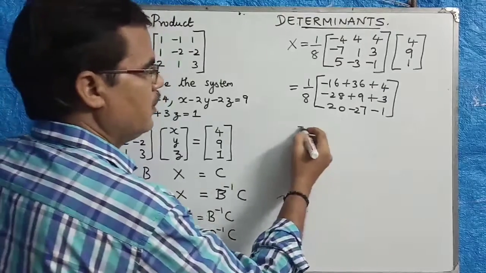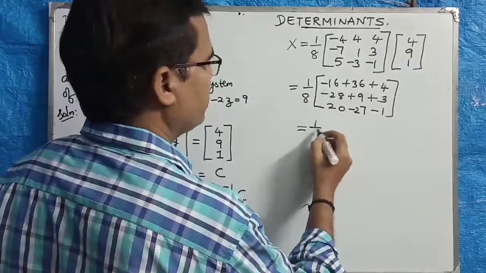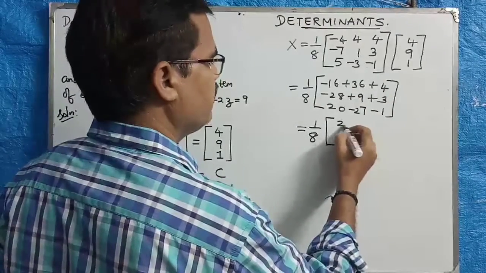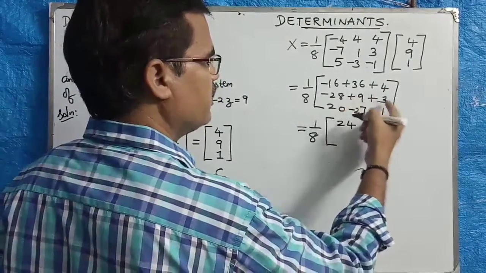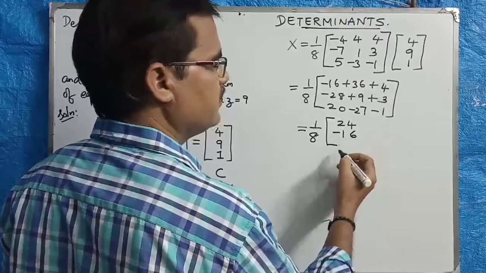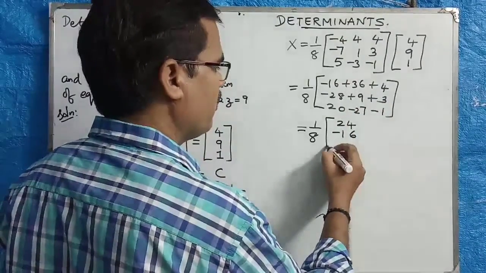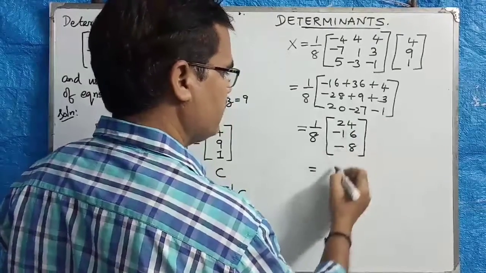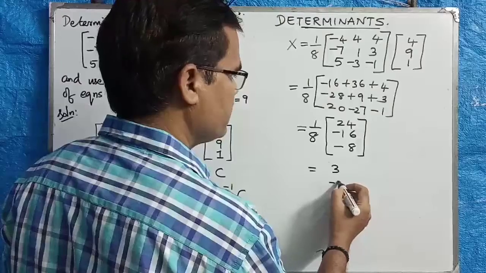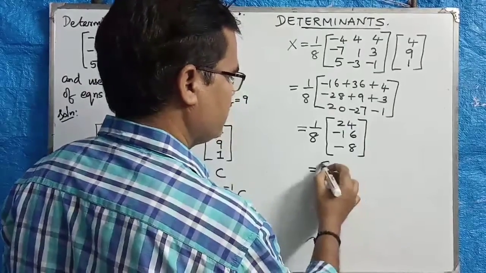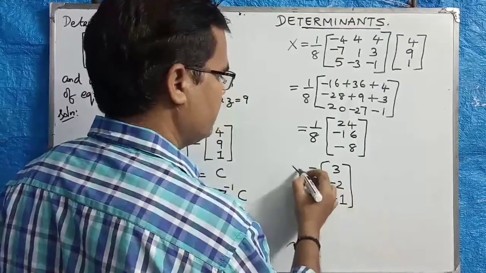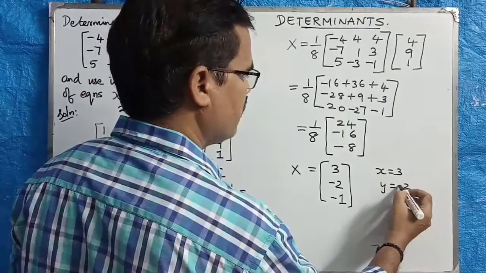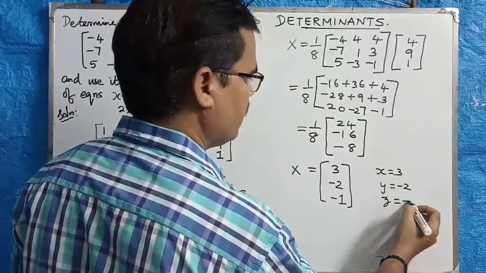Now 1 by 8 times: 20 plus 4, 24. Then minus 28 plus 12 is negative 16. Then 20 minus 28 is minus 8. So dividing by 8 we have 3, minus 2 and minus 1. This is your matrix X, which says X is 3, Y is negative 2, Z is negative 1.